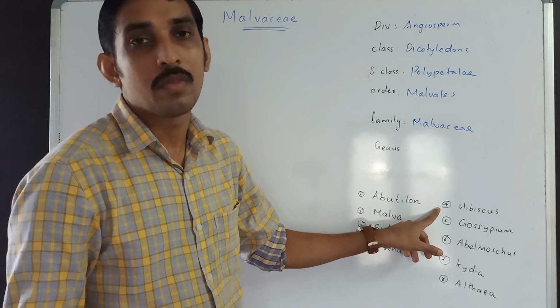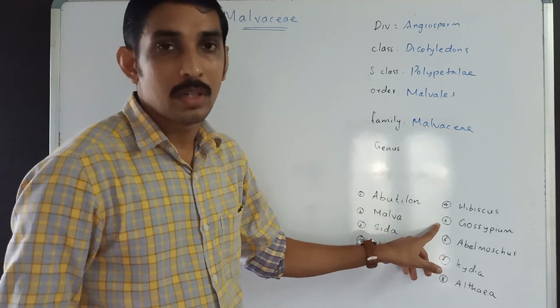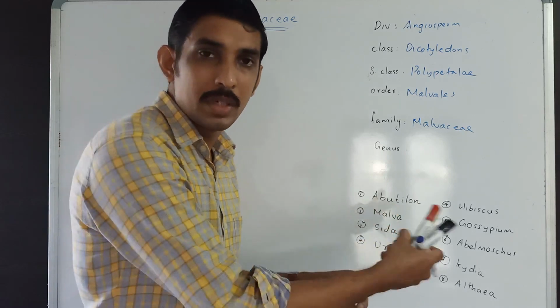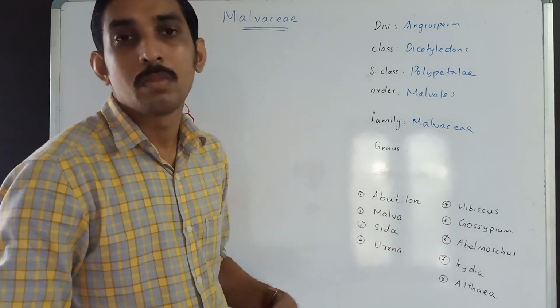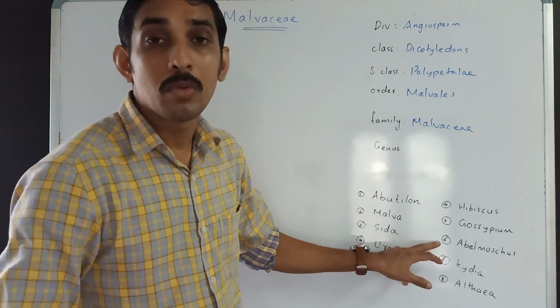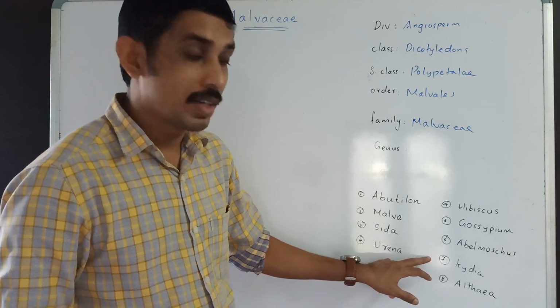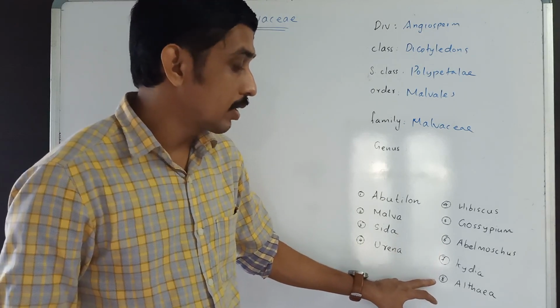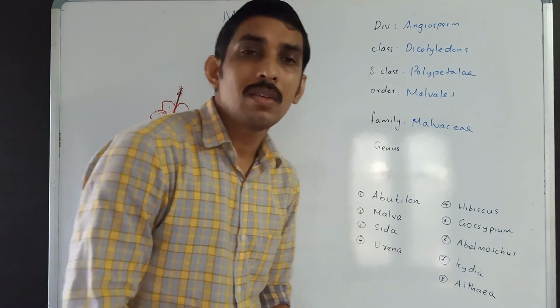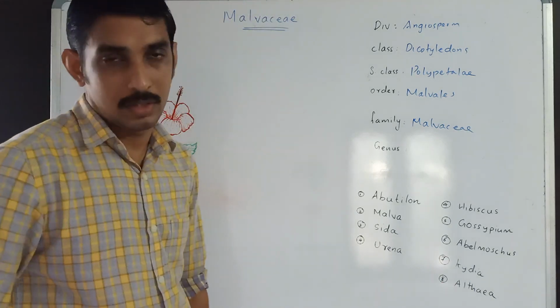We are all familiar with this plant, hibiscus, China rose, Chembarathi. Gossypium exists in different species: Gossypium hirsutum, Gossypium arboreum, like that. The sixth one is Abelmoschus esculentus, lady's finger. The seventh one is Kydia, and the eighth one is Althaea. These are a few examples of plants belonging to the Malvaceae.